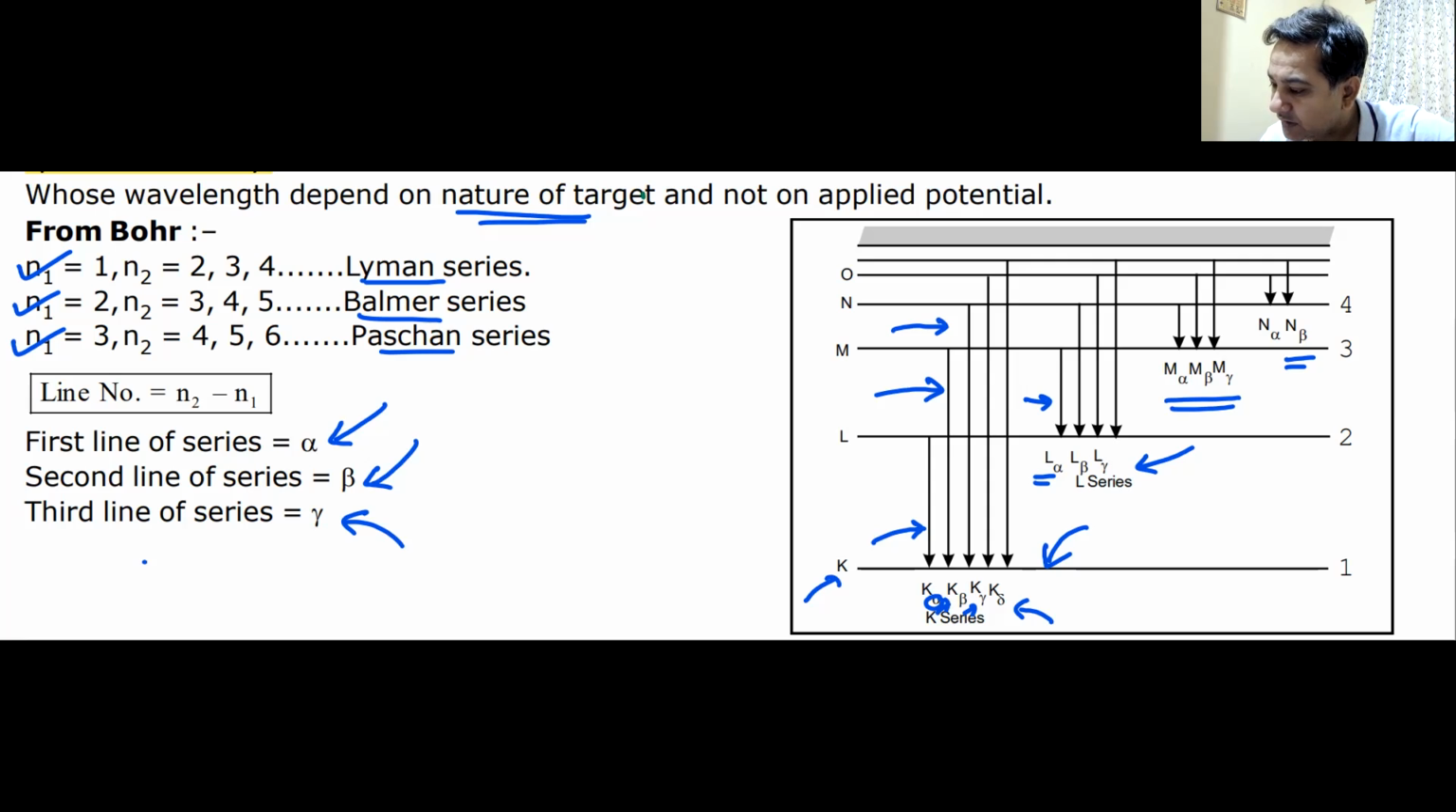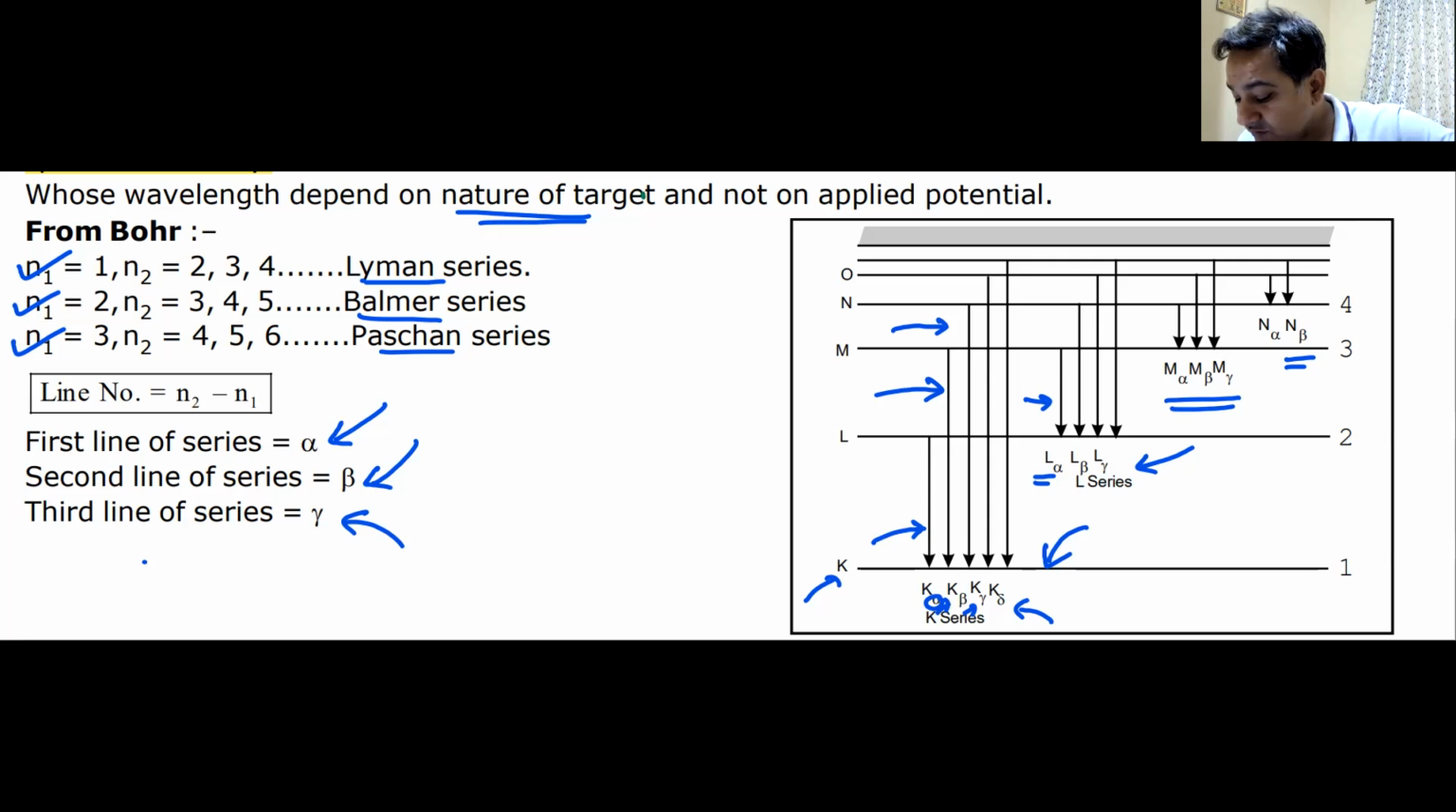About the series. Will you remember this? Yes, sir. Now, the thing is, if it makes a jump, a photon or X-ray will be emitted. What is the wavelength of that photon or X-ray? That wavelength does not depend on the applied potential, because it only depends on from where to where this jump has been made. Yes or no? Yes, sir.